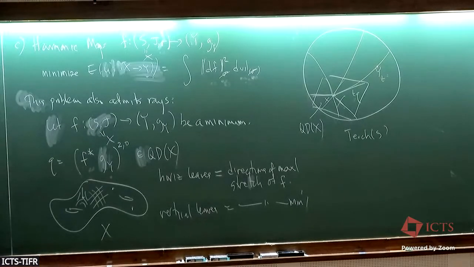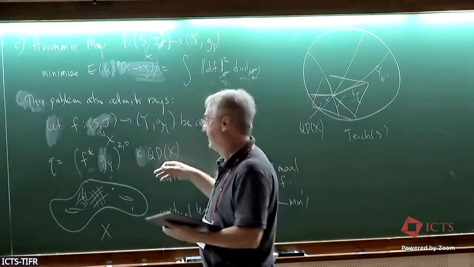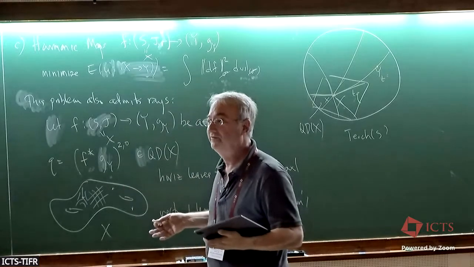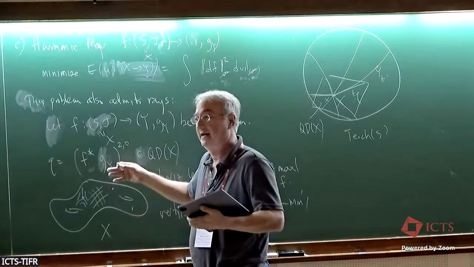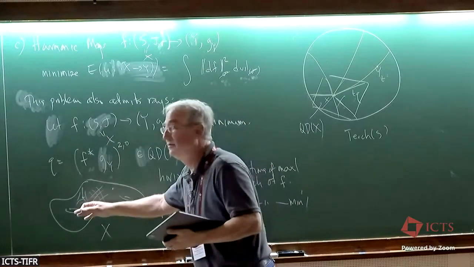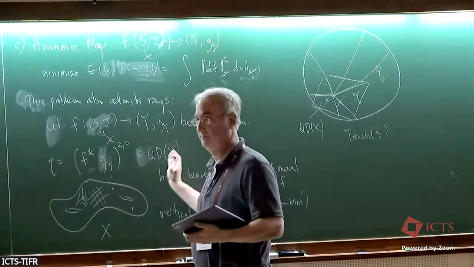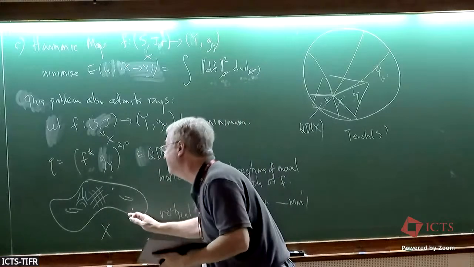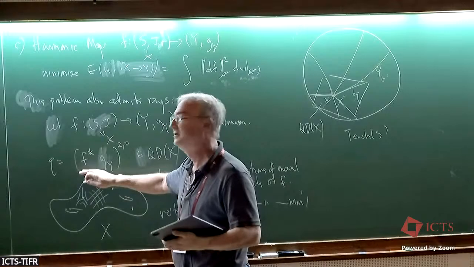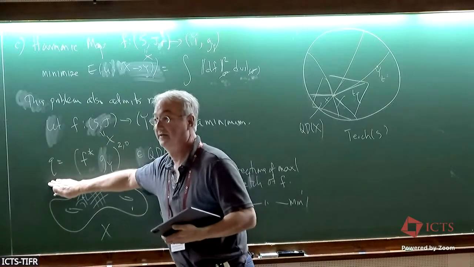Right. So let's warm up. You know Teichmuller maps, right? In the Teichmuller maps, the horizontal leaves are the directions of the Teichmuller map's maximal stretch. For harmonic maps, you look at the harmonic map. It's going to have directions that are the directions of maximal stretch, directions of minimal stretch. Those directions integrate to give you singular foliations, and those singular foliations are exactly the horizontal and vertical foliations of the Hopf differential.